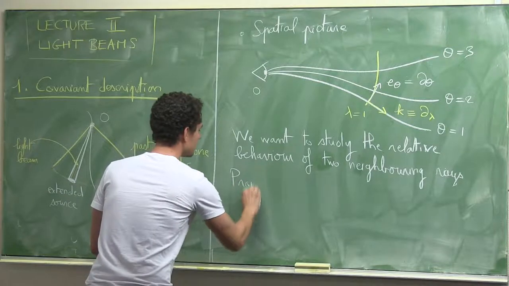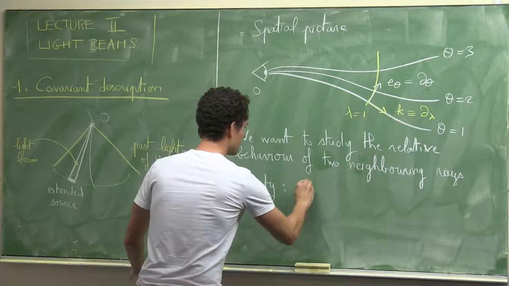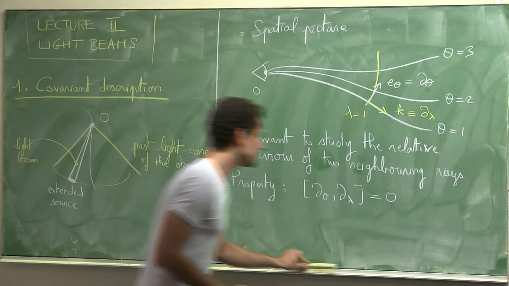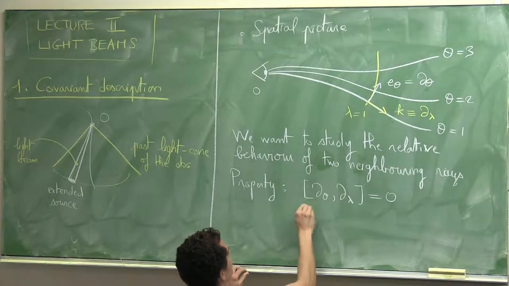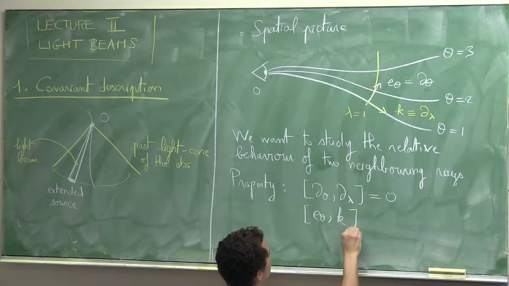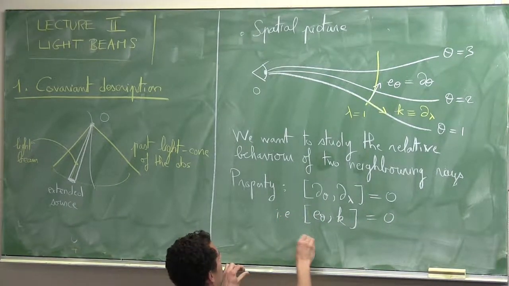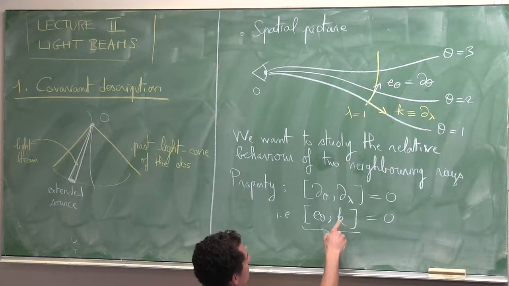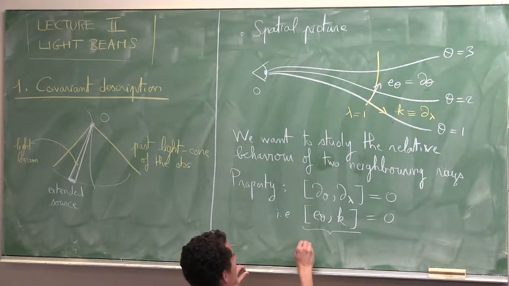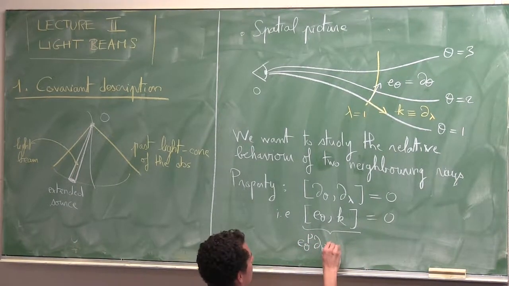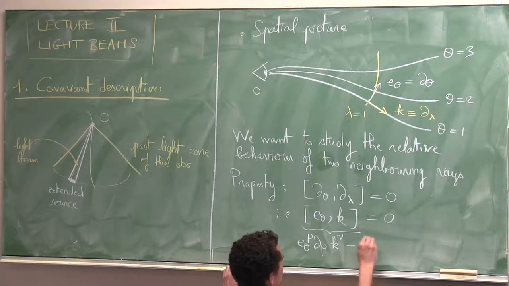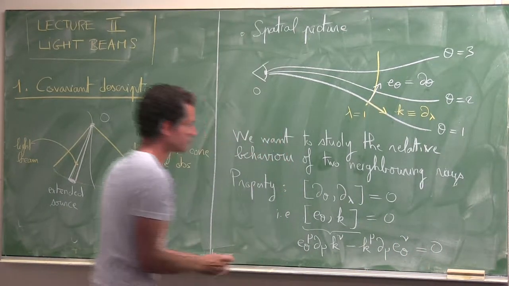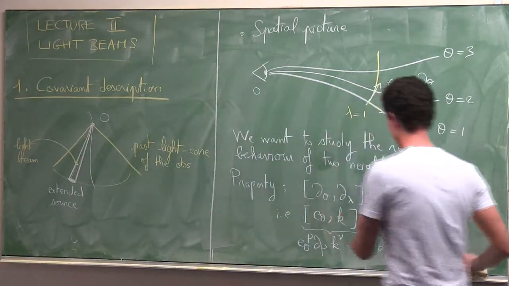So there is this property that d theta d lambda equals zero, that I can rewrite like this. So this is e theta k equals zero. And this means, well, the derivative of this thing minus the derivative of this thing with respect to k is zero. So this means e theta mu d mu k mu minus k mu d mu e theta mu equals zero. Right. So that's a bit of differential geometry.